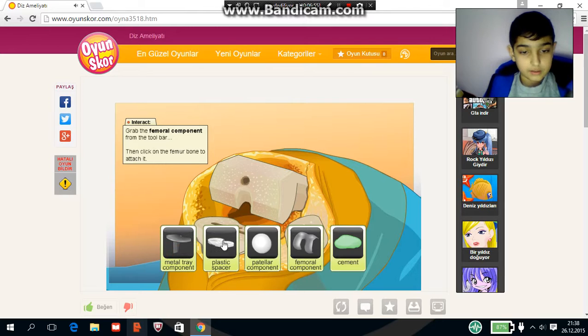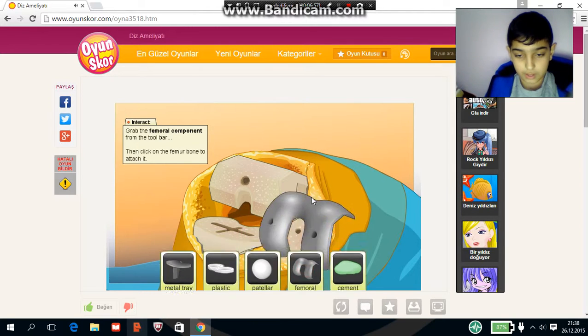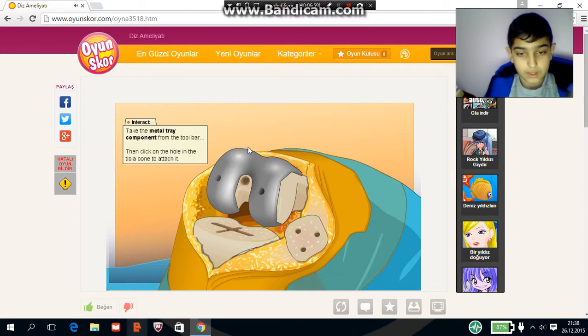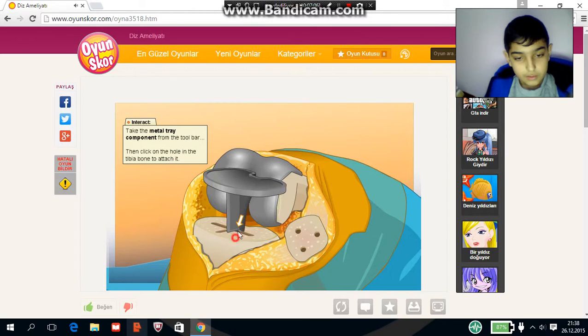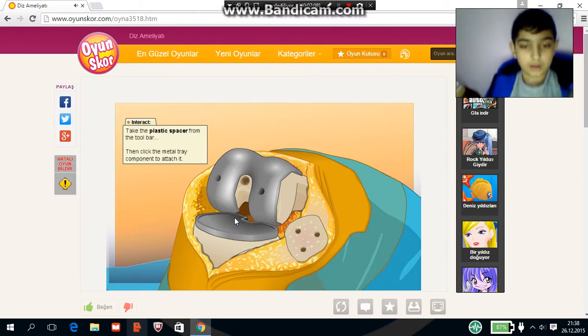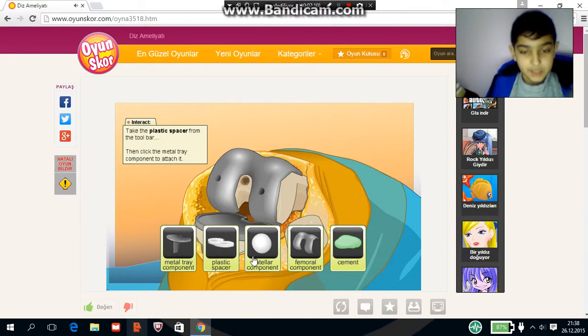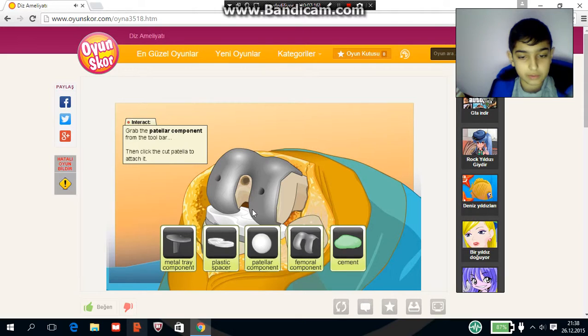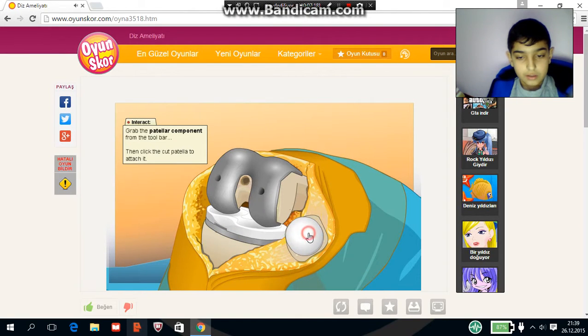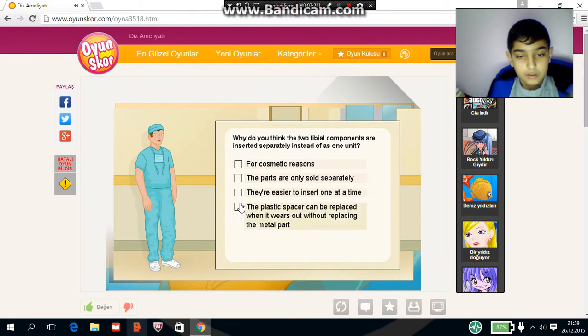Attach the metal tray trial component to the tibia. Insert the plastic trial spacer into the metal tray component. Lastly, attach the patellar trial component. Why do you think the two tibial components are inserted separately instead of as one unit?